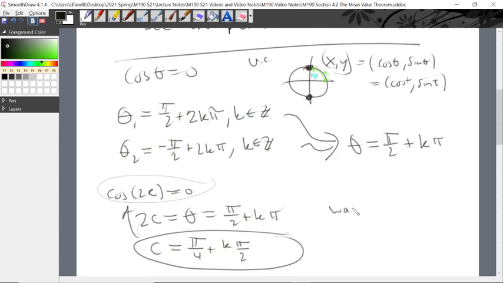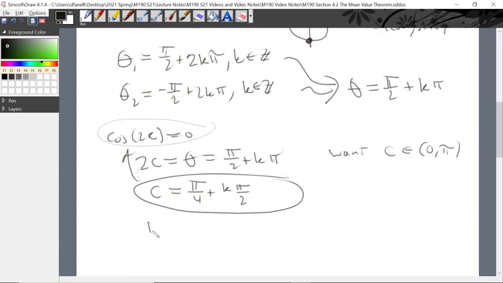All right, now we only want the values of c, though, that are in the open interval from 0 to pi. So we don't want all the solutions. This would be infinitely many of them. Just the ones that are within this interval. And we can choose values of k to plug into our statement here to find values of c. We can choose k as any integer: 0, plus or minus 1, plus or minus 2, plus or minus 3, and so on and so forth.